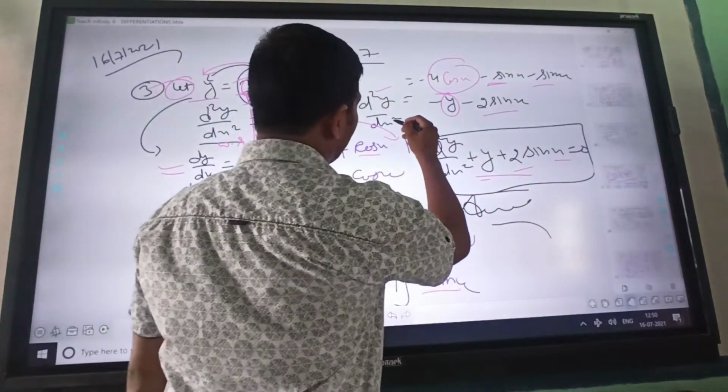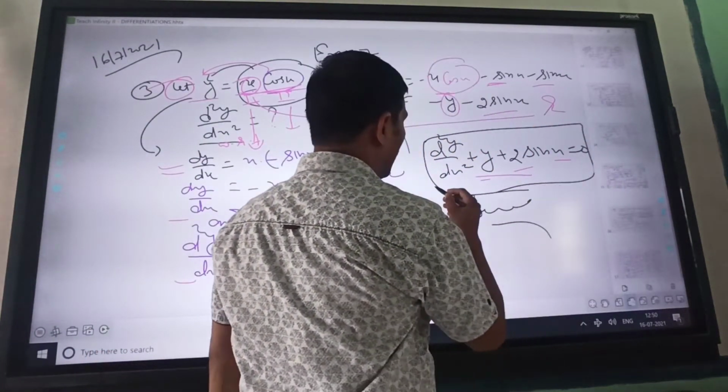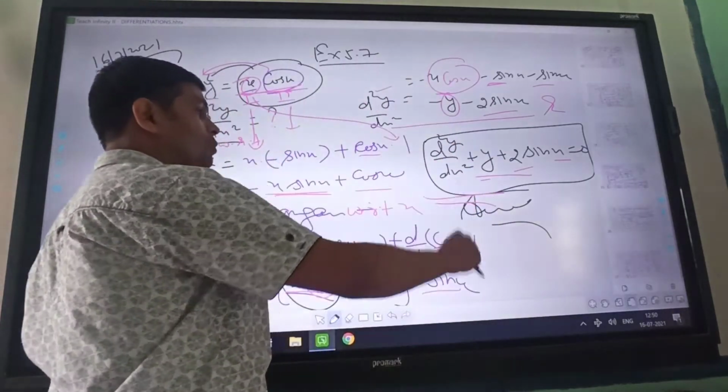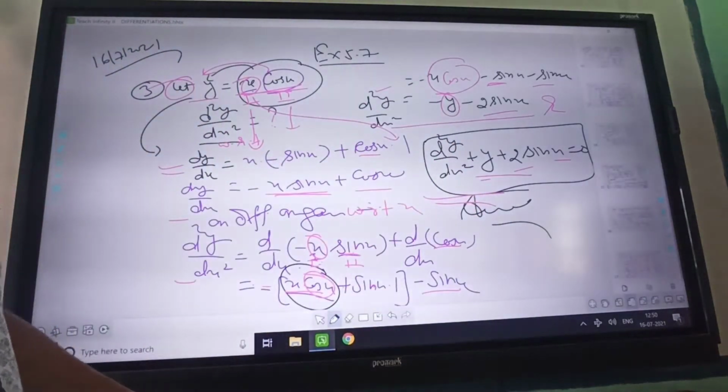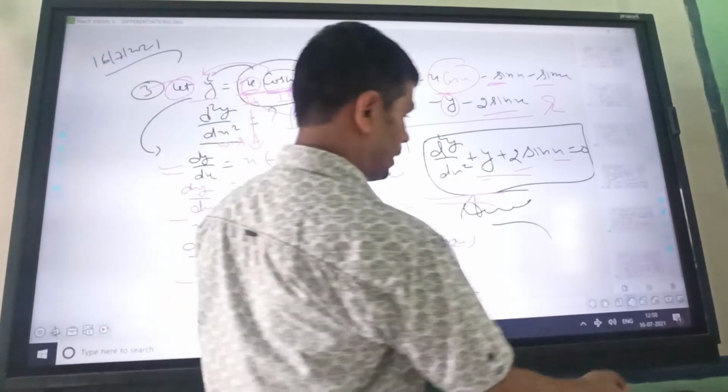You may leave it up to this step also, but if it is asked, then you have to solve up to this step. So now we are moving to the next slide.